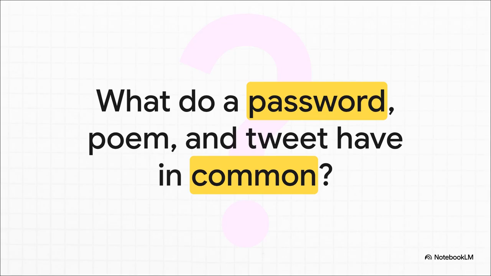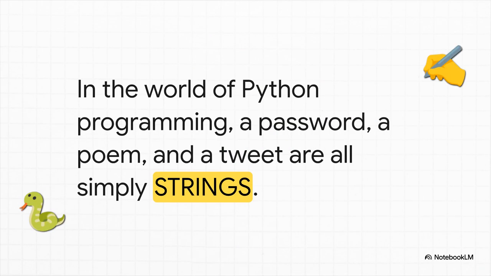Think about a password, right? Or a line from a poem you like, or even just a tweet you scrolled past today. They all seem totally different, but in the world of code, they're actually all the same thing. You got it. They are all strings. To a Python program, any chunk of text, doesn't matter if it's letters, numbers, symbols, whatever, it's all treated as a string. It's kind of like the universal language for any text data you're working with.